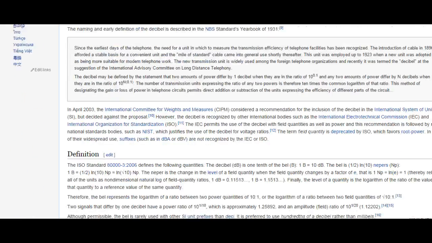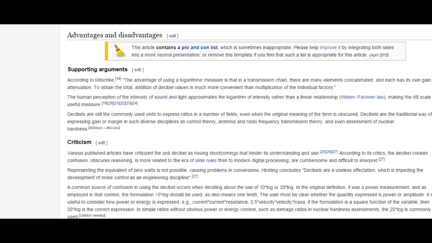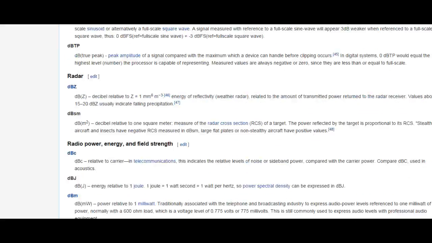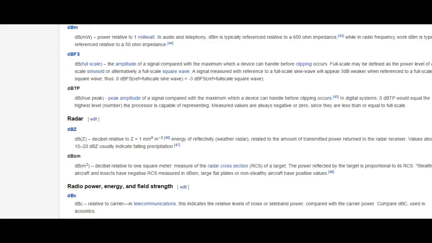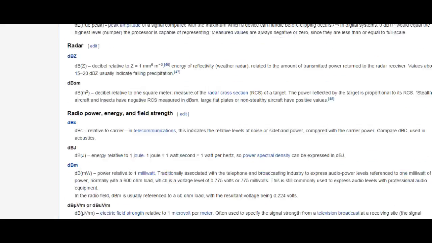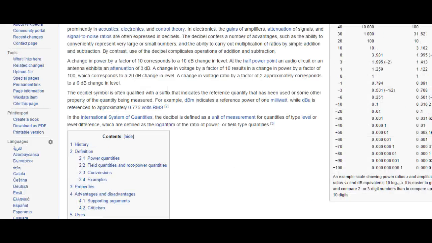Somewhere there's going to be a chart showing relative sound. 188 decibels. Brad said it's 188. 180? Okay. 188.